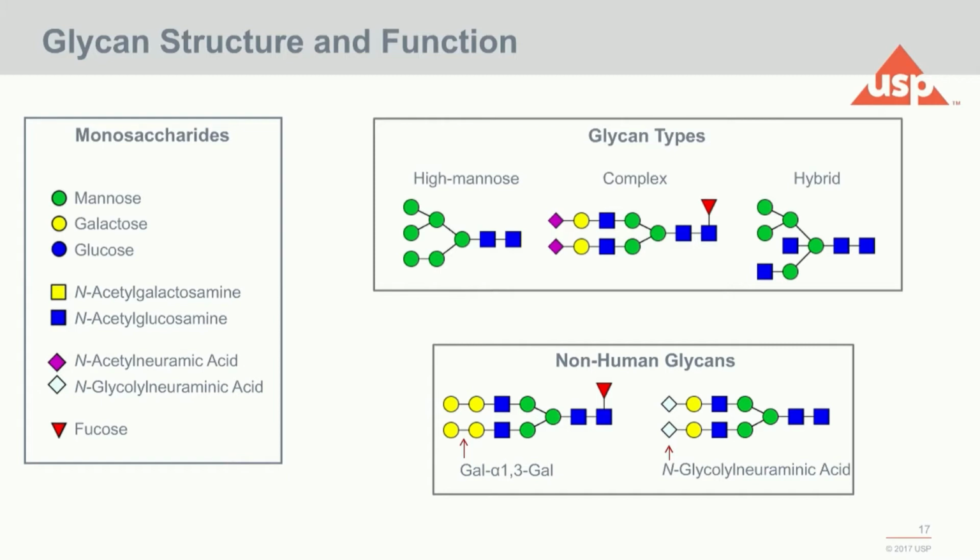We're also concerned about anything that has a non-human glycan. So this includes N-glycolylneuraminic acid. This can be found in products that are produced in mouse cells. It's not frequently found in CHO cells, although I have seen it occasionally. And it has potential to be immunogenic. Also, the galactose-alpha-1,3-galactose motif is also a non-human structure and can be immunogenic, so this is something we want to avoid.